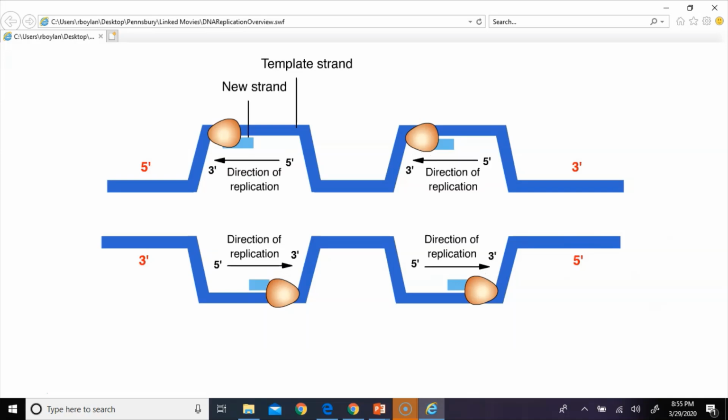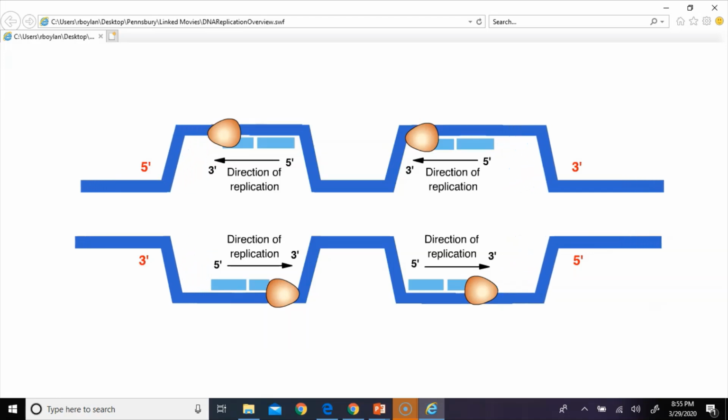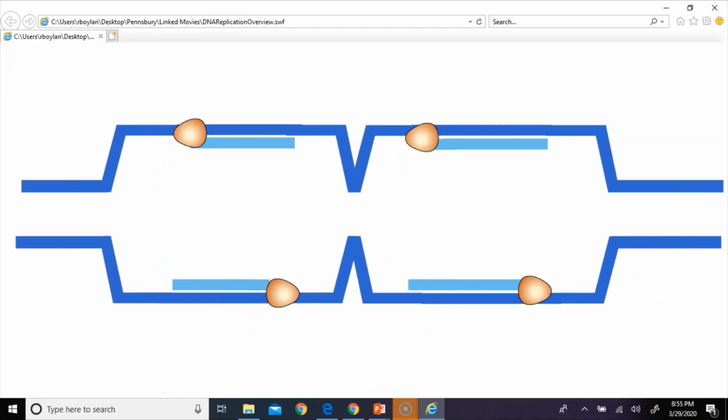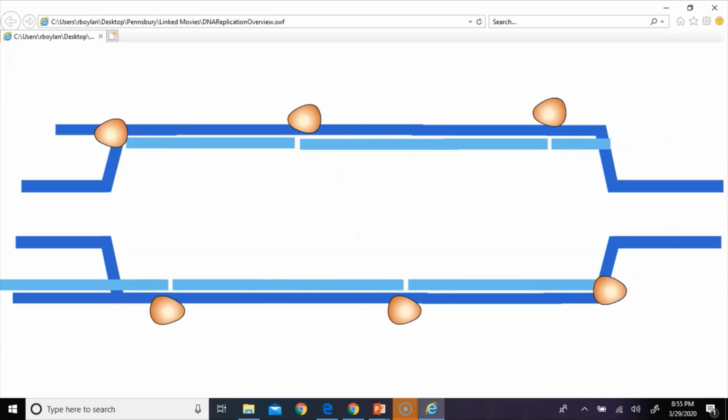Because DNA polymerases can only assemble new DNA in the 5' to 3' direction, only half of the new DNA can be synthesized in one continuous piece. The other half is synthesized in short pieces. As the replication bubbles grow, one daughter strand is synthesized continuously, while the other daughter strand is synthesized in pieces. The pieces are joined together by the enzyme DNA ligase. Eventually, all the replication bubbles merge, yielding two identical DNA molecules.